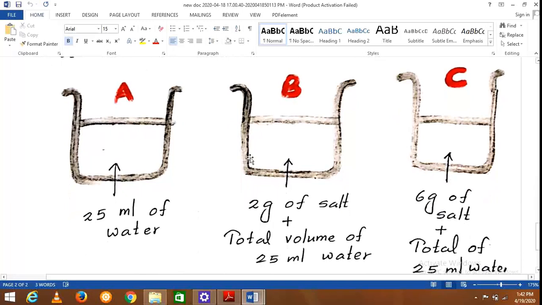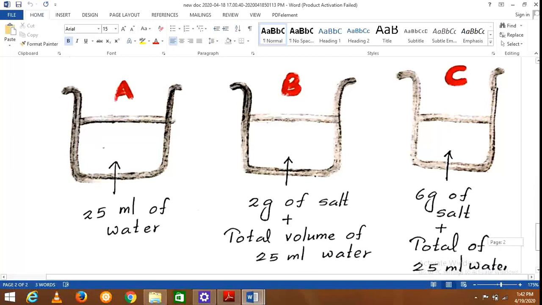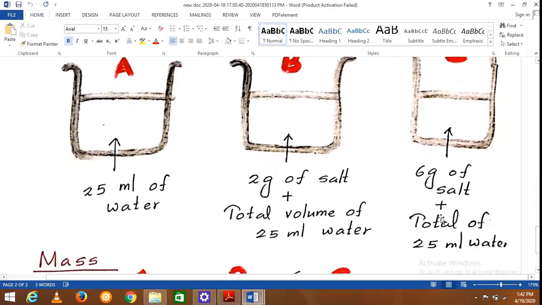So here I have named them as A, B and C. A, there was only 25 milliliters of water. B, a total volume of a salt solution of 25 milliliters were there. There are 2 grams of salt dissolved in water. And in C, a 25 milliliter salt solution was there and 6 grams of salt was dissolved in water in the third instance, A, B and C.